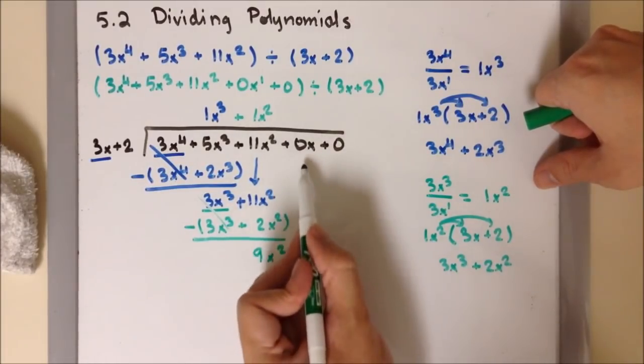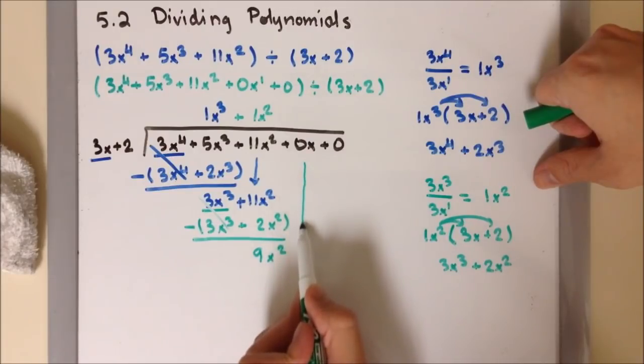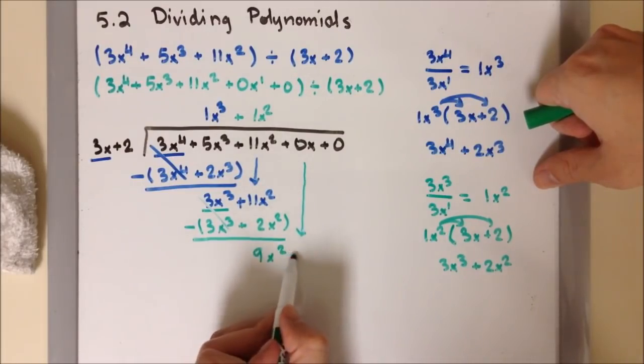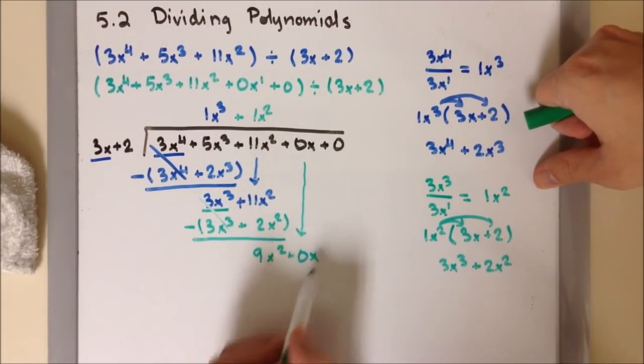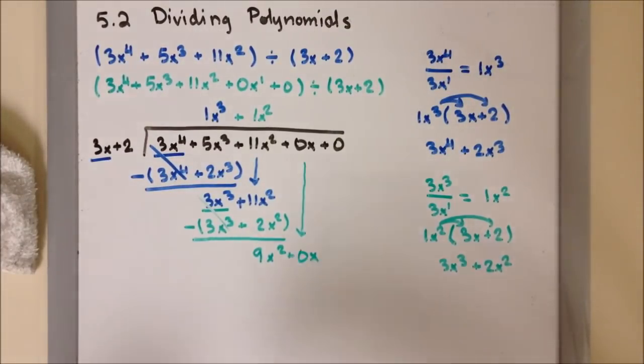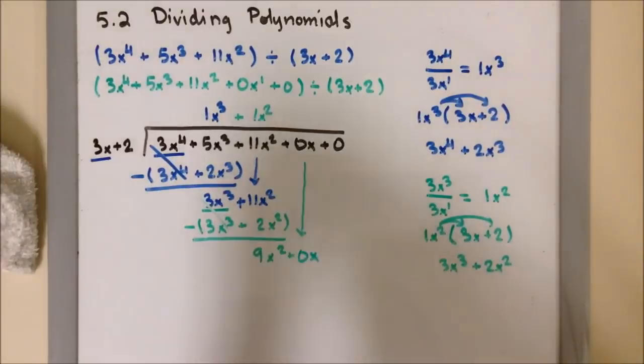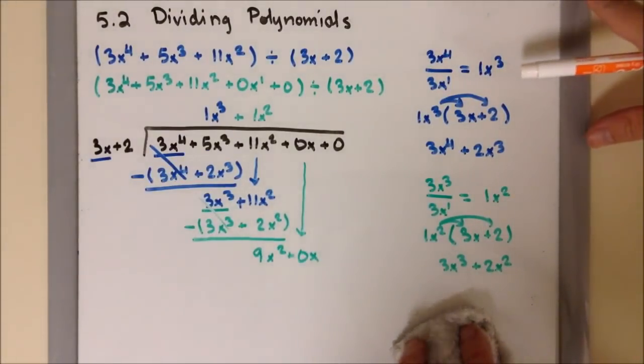And then I'm going to bring down the 0x, plus 0x. So now I'm going to repeat the same process as here. I'm going to erase to make more room.